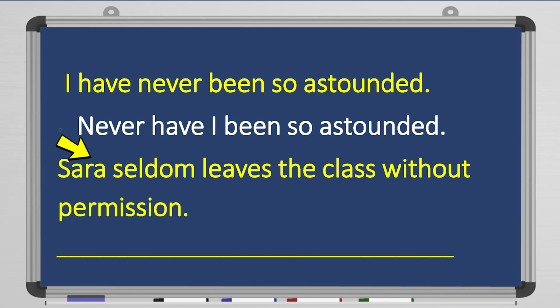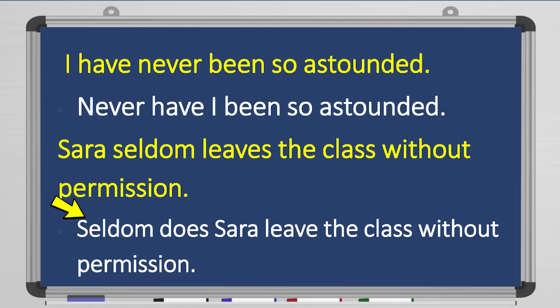Exactly. So what are we going to use? I'm not going to tell you. I'm going to give you a chance to guess. Sarah seldom leaves. Exactly. You've chosen the correct answer. Seldom does Sarah leave the class without permission. And notice, because we used does, what did we remove from the verb? We removed the S. This is very important. Make sure if you add do, did, or does, that you change the tense of the verb accordingly, because we don't want you to miss out on any marks.